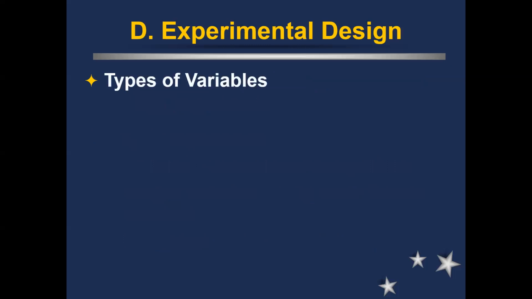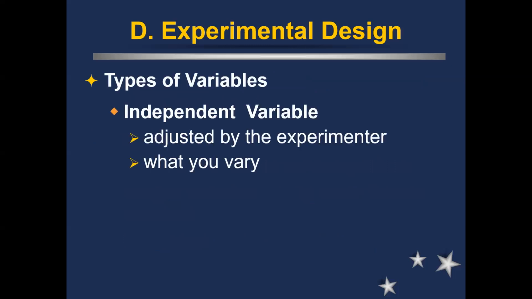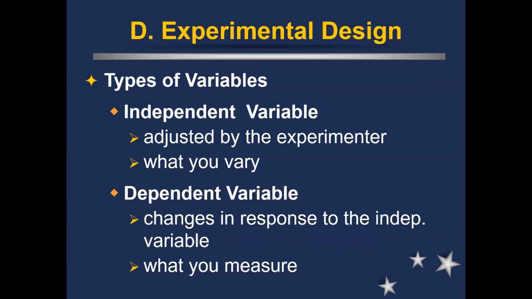Let's look at the types of variables. I'm gonna continue hammering this into you all the time. Independent variable starts with an I. I adjust it. So if you're the experimenter, you adjust the independent variable. This is what you vary, okay? And the dependent variable is going to react to anything that happens to the independent variable. So the dependent variable changes in response to the independent variable. The dependent variable is like what you would measure.